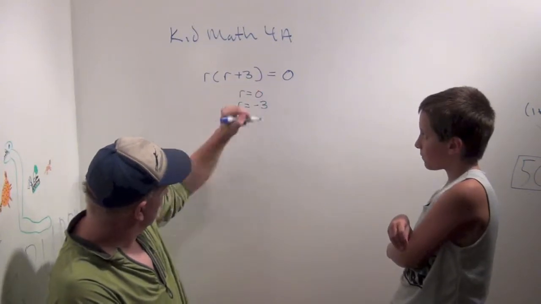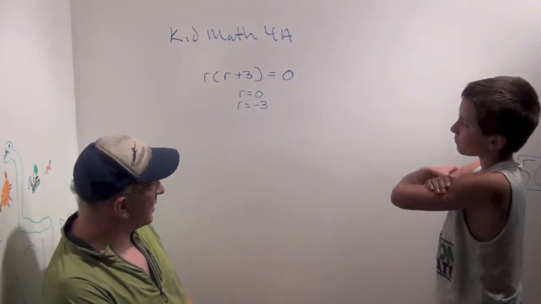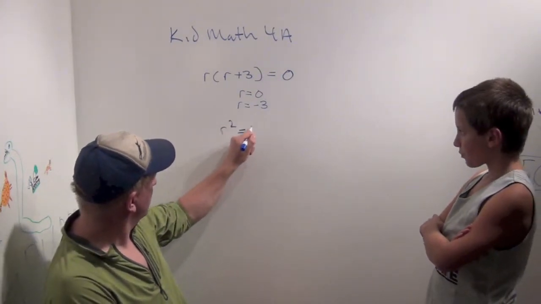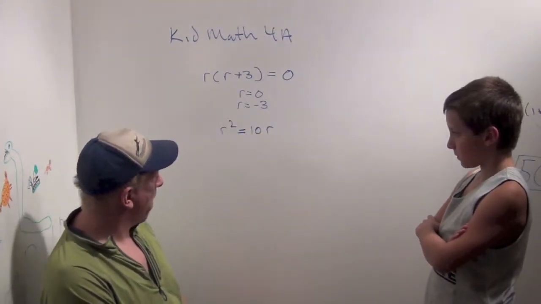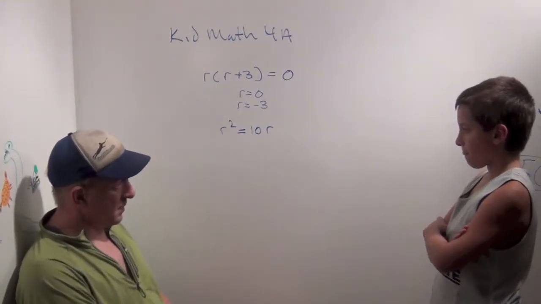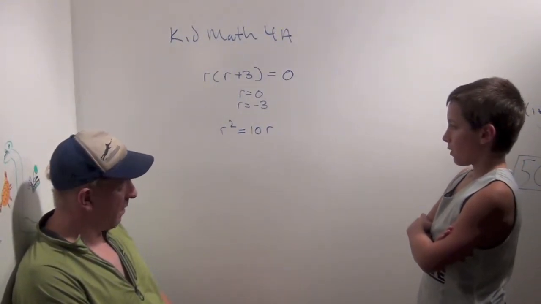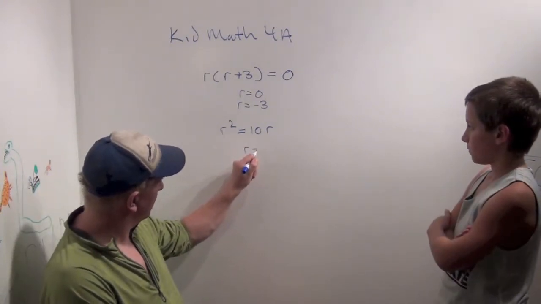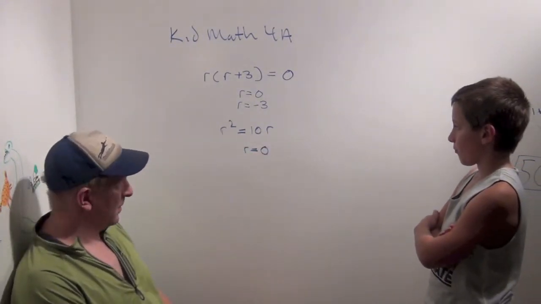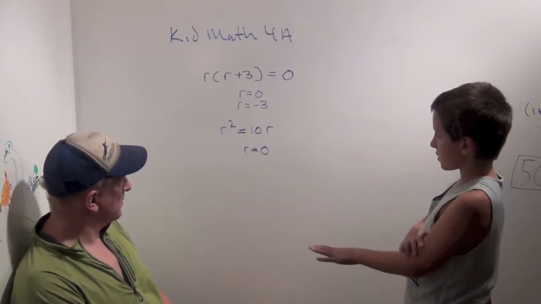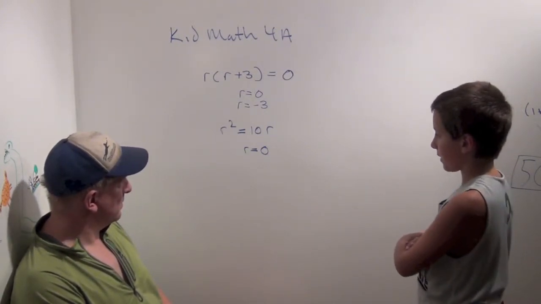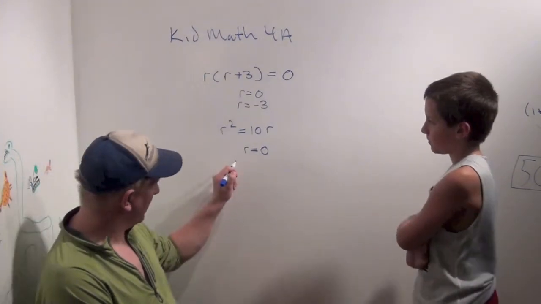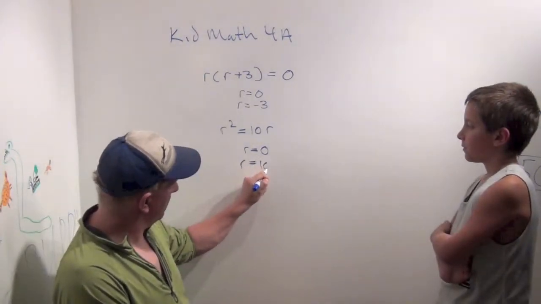Now, we also studied some equations that look like this. r squared equals 10 times r. Can you tell me some solutions to this equation? Well, r equals 0 works again. Is there anything else? r squared equals 10 times r. r is 10. Okay, great. Good job. High five.